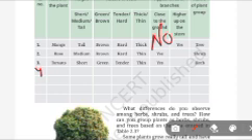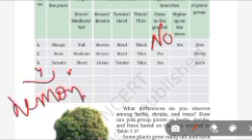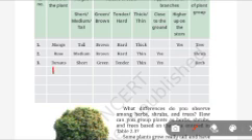Lemon. Let's suppose lemon. Here I'm writing lemon. So is it short? I'm just writing M for medium. Then green or brown? So it is brown. Wait, let me write here. This is lemon. I'm writing L, lemon. Then M for medium.